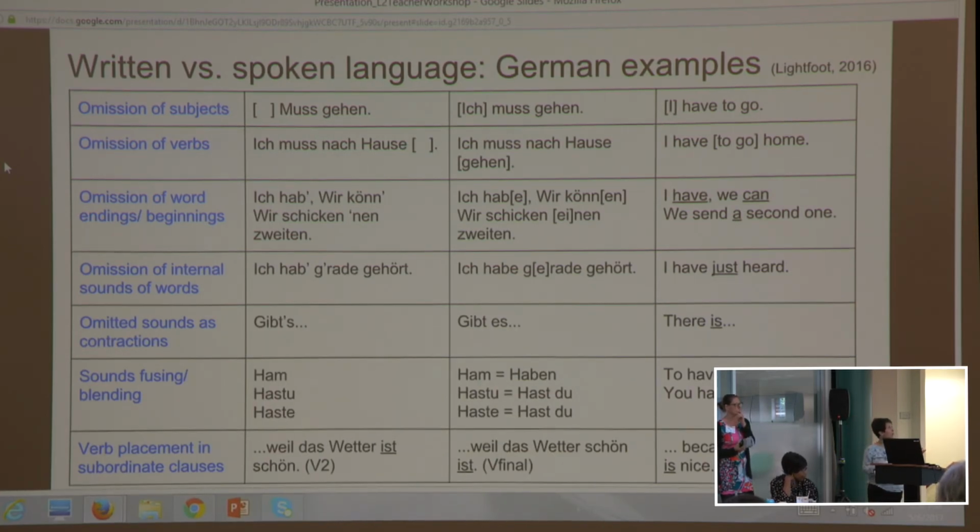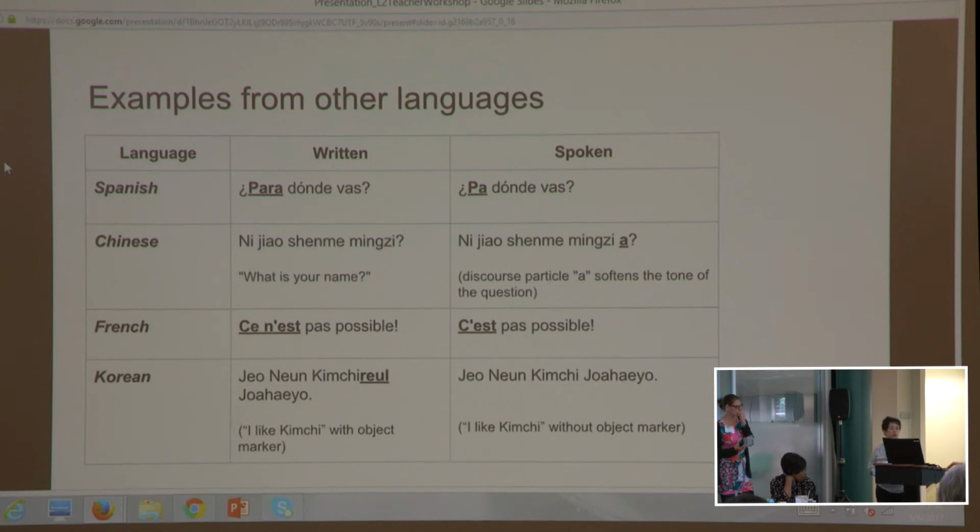What you sometimes also see is that word endings or word beginnings are omitted. Sometimes also the omission of internal sounds of words, or where you have omitted sounds as part of contractions. Sometimes you have phenomena such as sound fusing, or a specific grammatical aspect where you have differences in verb placement in subordinate clauses. Again, these are German examples, but I'm sure you're already thinking of how this translates to the language that you are teaching.